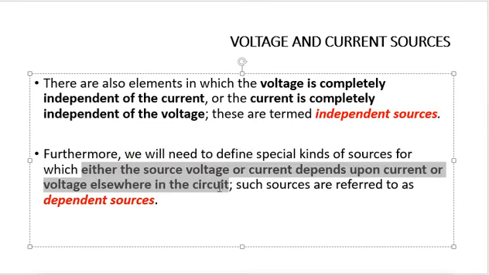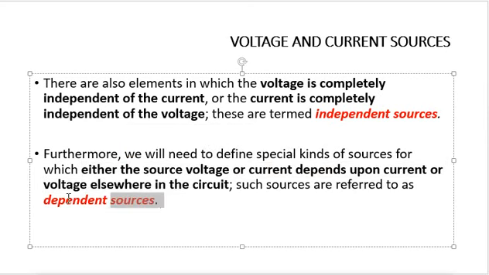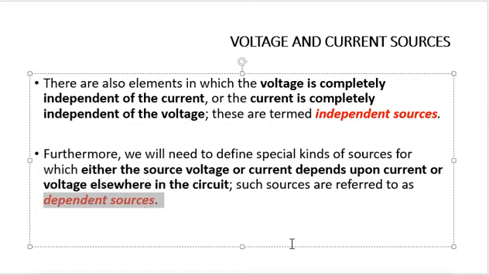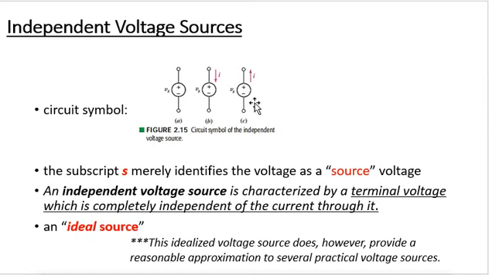Pagka merong independent, meron din tayong dependent sources. Ano ba ito? Meron din naman mga sources na either the source voltage or the current depends upon the current or voltage elsewhere. So, yung voltage or current niya nakadepende din sa voltage or current elsewhere in the circuit. Meron din ganun. Okay? That is called dependent sources.